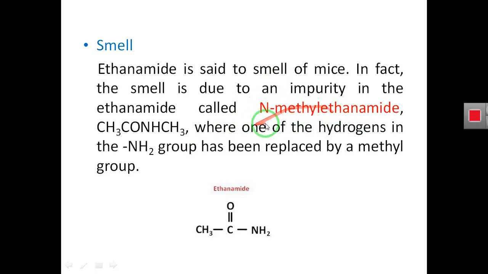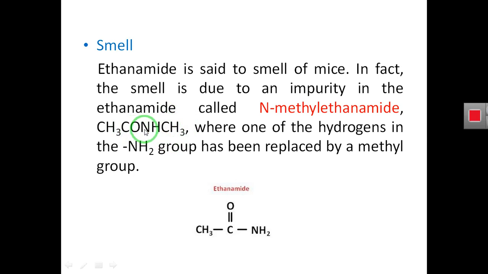N-methyl ethanamide is an amide, and it has a characteristic mousy smell. Why does N-methyl ethanamide have a characteristic smell? Because it is formed from ethanamide by replacement of one hydrogen atom by the methyl group. So N-methyl ethanamide has this formula. We can see here that it has only one hydrogen attached to the nitrogen, and one hydrogen is replaced by this methyl group.